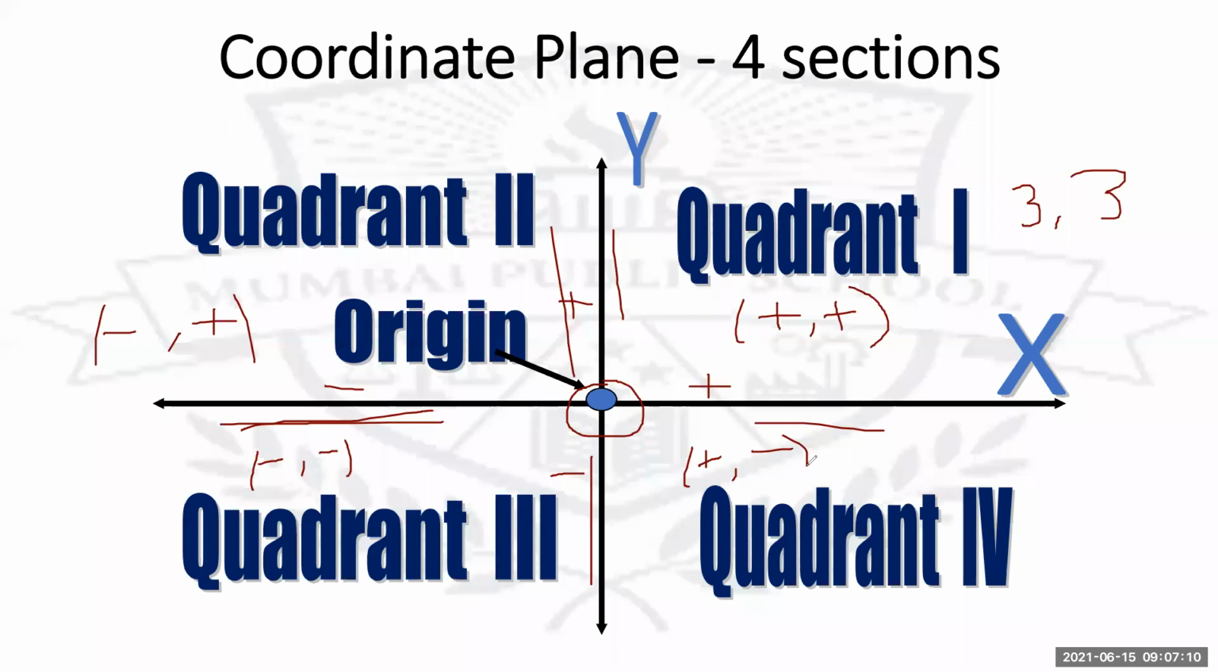Understood this? So if you want to plot, say, minus 3 comma 2, you check minus 3 on the x-axis and 2 on the y-axis. Understood? Now if you want to plot, say, minus 3 comma minus 5, you'll check minus 3 on x, minus 5 on y. Understand? And you will join this.